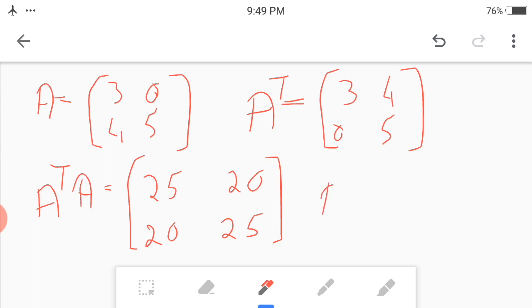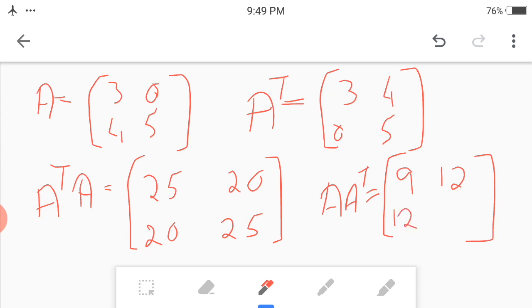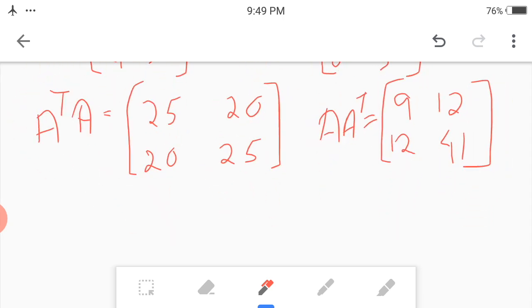Now let's compute A A transpose also. If you compute A A transpose, you will end up with the matrix 9, 12, 12. So how much does this come to? 41. Okay. Let's start with A transpose A. We can observe here first, both A transpose A and A A transpose have given us symmetric matrices. So let's start finding eigenvalues for A transpose A.